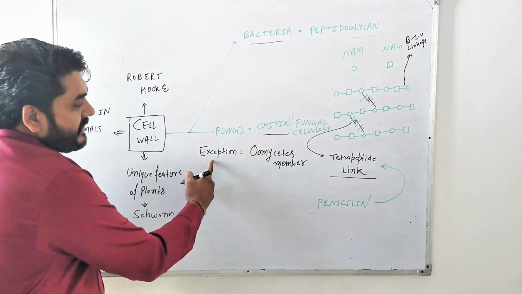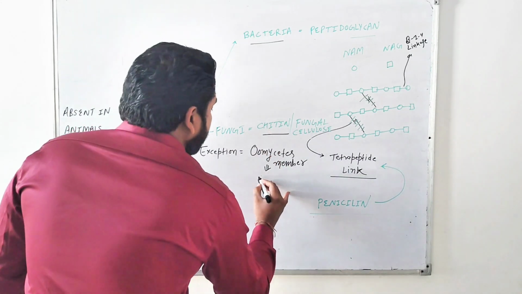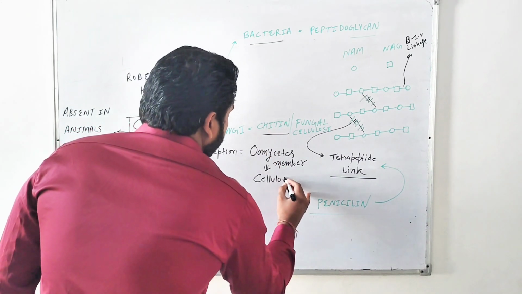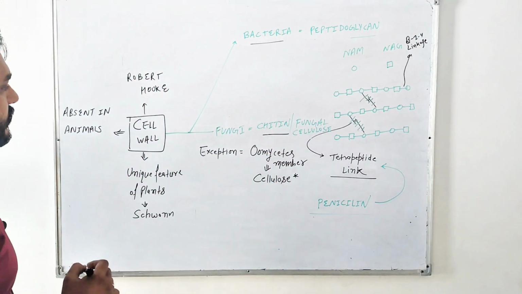Okay, and exceptionally in the Oomycetes member, the cell wall is not made up of chitin, it is made up of cellulose. This is important, you have to remember. It is made up of cellulose.